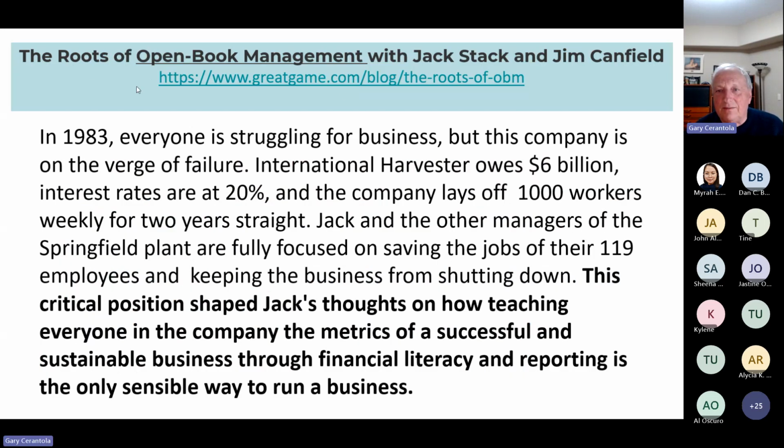So here's Roots of Open Book Management by Jack Stack and Jim Canfield, thegreatgame.com. And what it is that it shaped this critical position, that Jack's thoughts on how teaching everyone in the company the metrics of a successful and sustainable business through financial literacy and reporting is about the only sensible way to run a business. And I think that's a really good book. I think this was an add-on that I put in my presentation that's not in yours.